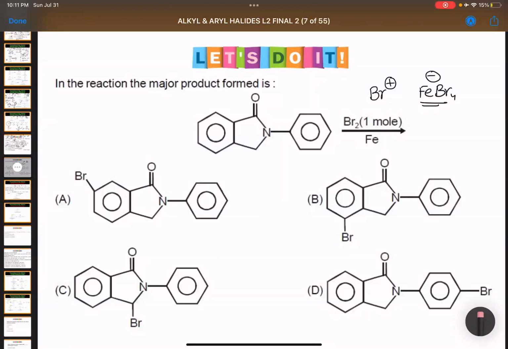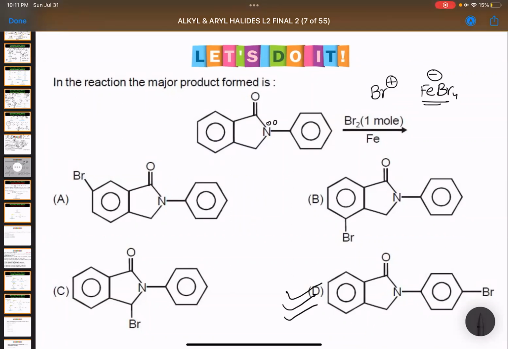Any idea? Yeah. A lot of questions of this kind came in past examinations. Very simple. D is going to be the answer. Let me tell you a very simple way.